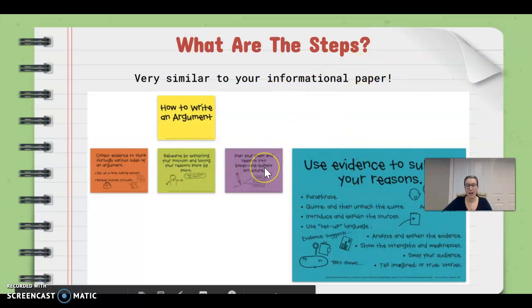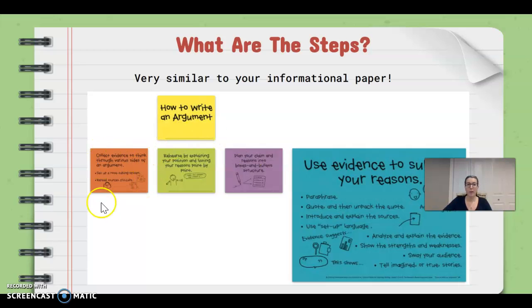First off, what are the steps to writing a persuasive paper? Well, it's very similar to your informational paper and also your literary essay. First, you're going to pick a topic, then you're going to make a claim. You made a claim in your literary essay. This is also called a thesis.